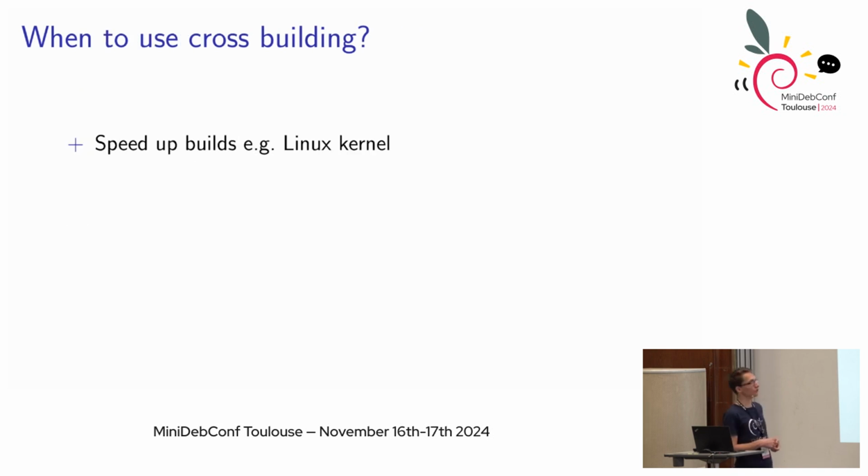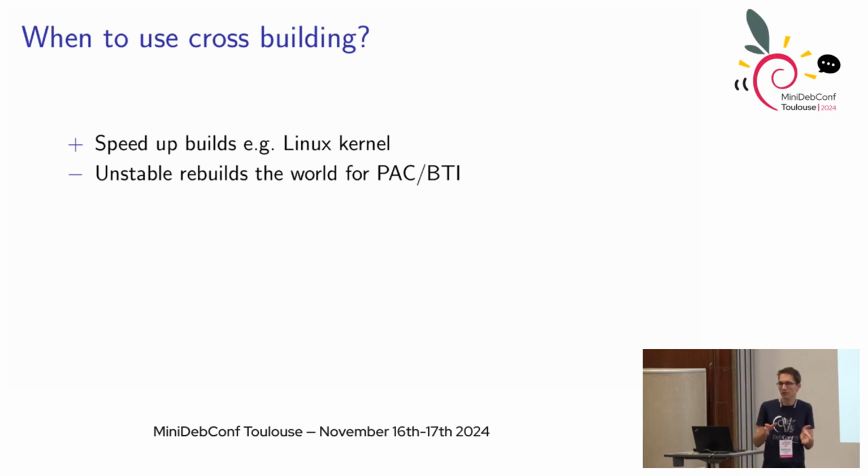When would you use cross-building? Speeding up large builds. I know that quite a number of people are using it to build the Linux kernel. Thanks, Ben, for making that work even better. So if you do ARM development, that's a quite common thing to do. Whenever we are rebuilding much of unstable for a transition, it is a bad time to use it, because then all the packages are being rebuilt and the different architectures are out of sync. And then you get co-installation issues all around. So at that time, maybe use Trixie or something, but unstable is in a bad shape when that happens.